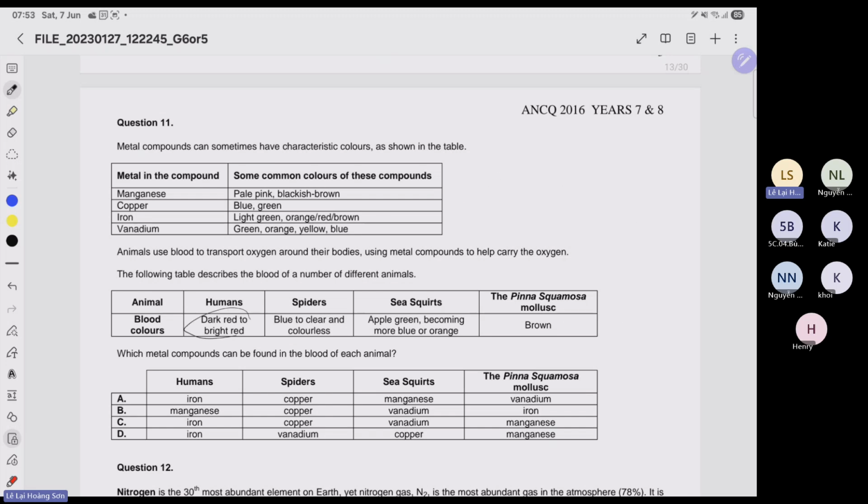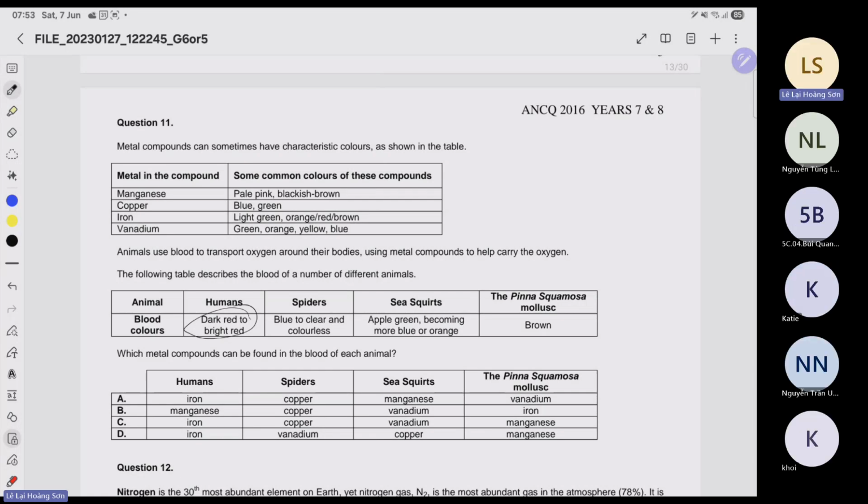Human has a dark red to bright red, so it has to be something that is red. So it's iron, right? You see the color red here? It's iron. Human, we have iron. Spider, blue, to clear and colorless. So we have to choose something blue. It can be vanadium or copper, right? It can be vanadium or copper. All right, we're gonna skip that for now. Sea turtle is green, becoming more blue and orange. So it has to be something that is green.